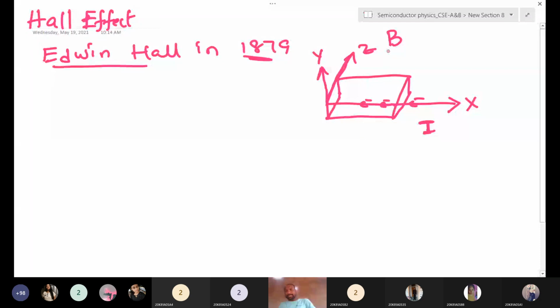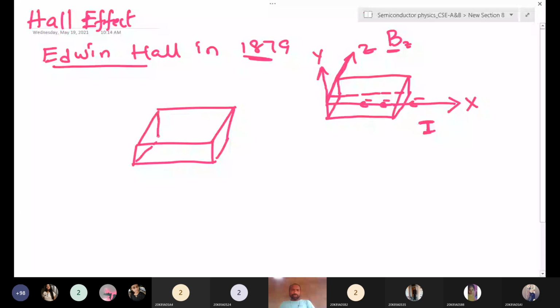This is the three dimensional picture, so I'm drawing here. I don't know if it is clear. This way some slab or sample is there. Here current is going, and along the z direction we are applying some magnetic field. Because of this magnetic field, charges will be induced: the upper face gets plus charges and the lower face gets minus charges.